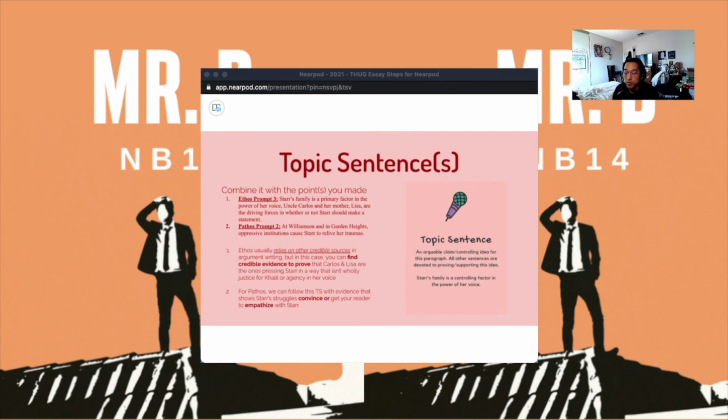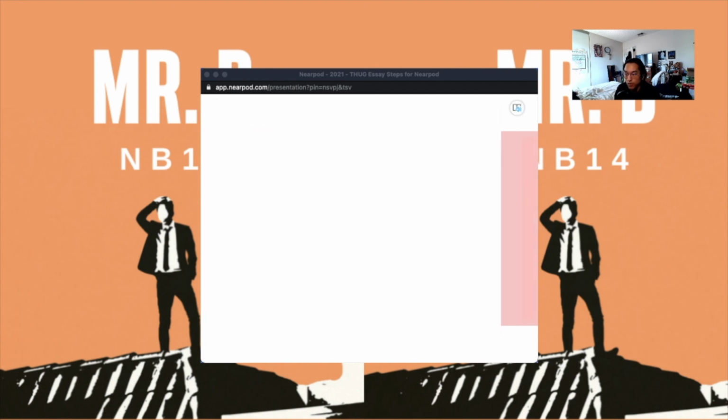For pathos, prompt number 2, at Williamson and in Garden Heights, oppressive institutions cause Star to relive her traumas. For pathos, we can follow this topic sentence with evidence that shows Star's struggles, and then convince or get your reader to empathize with Star.